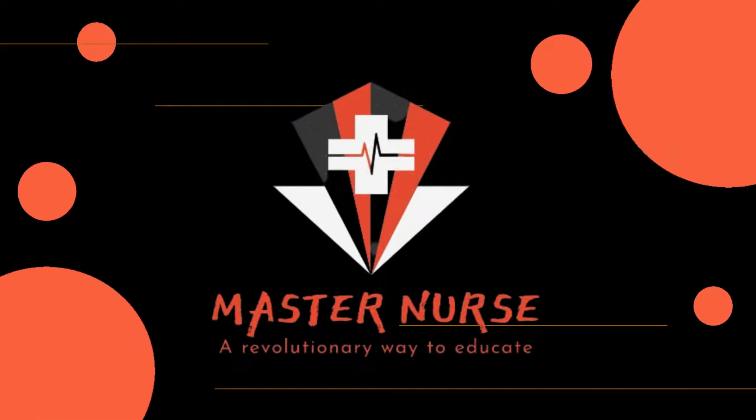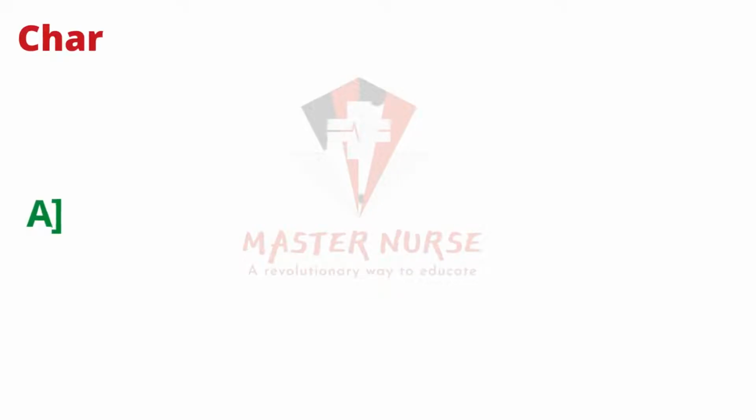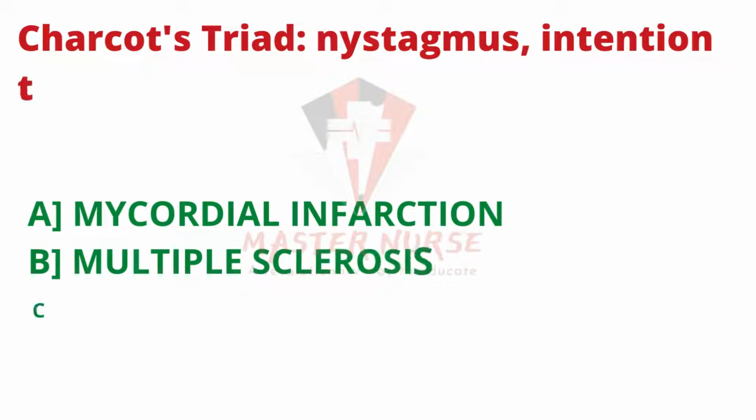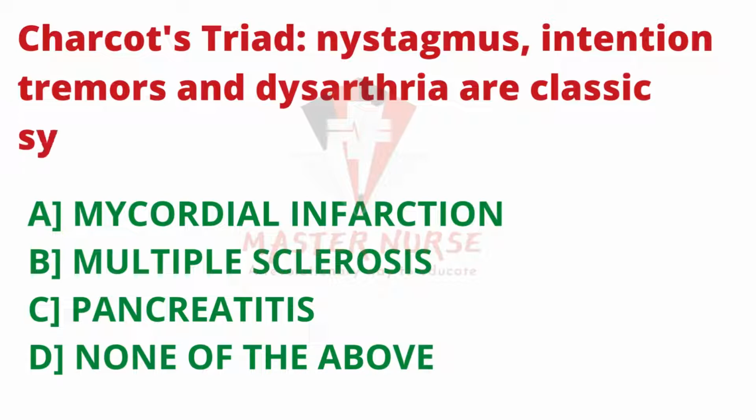Today, as a part of Jipmer Norcet preparation series, we will see an important aspect. So we usually see question and answers. So we'll see one example question and then move on to the topic. So the example question is Charcot's neurologic triad, which includes nystagmus, intention tremors and dysarthria, is a classical symptom of dash disease.